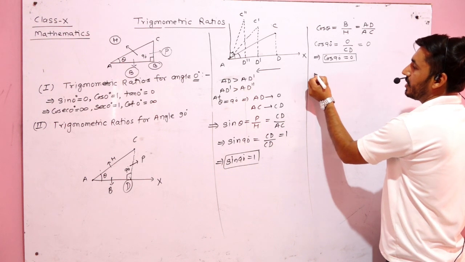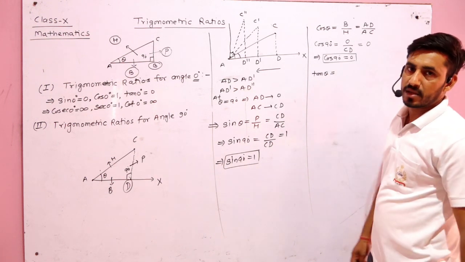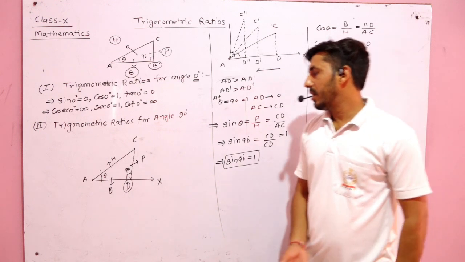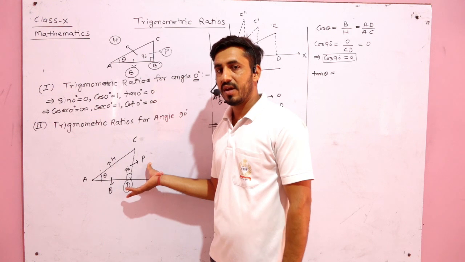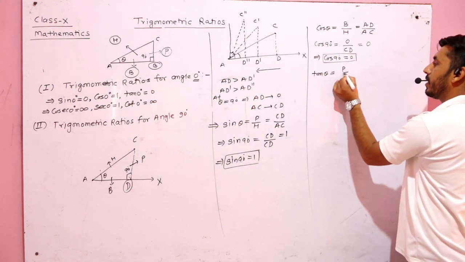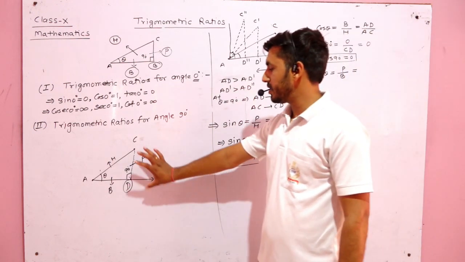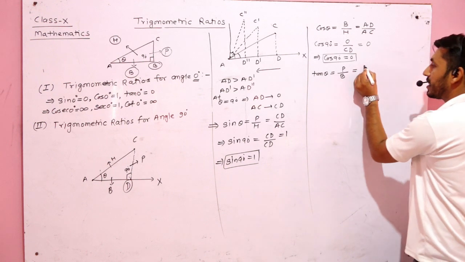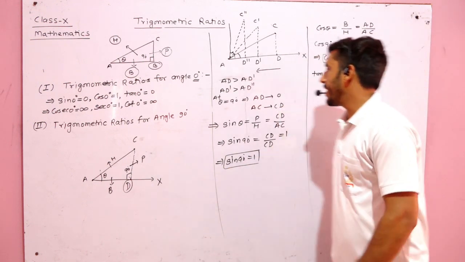Third condition, I am talking about the value of tan theta. Okay, tan theta, you can see from this diagram, what is the value of tan theta? It is perpendicular upon base. Then I can write perpendicular upon base. What is the value of perpendicular? It is equal to CD. Then I can write P is equal to CD. Then base is equal to AD.